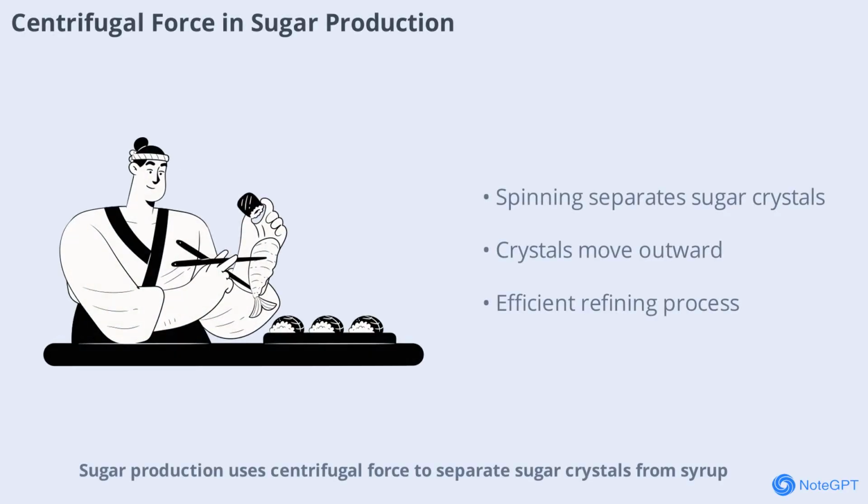Sugar production uses centrifugal force to separate sugar crystals from syrup. As the mixture spins in a centrifuge, crystals move outward and are collected while the syrup remains inside. This process is key to efficient sugar refining.